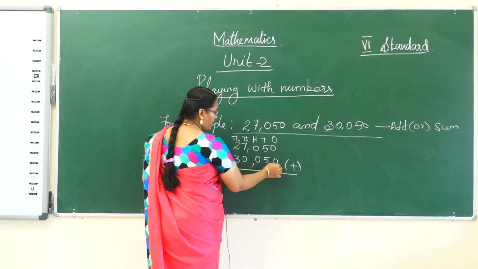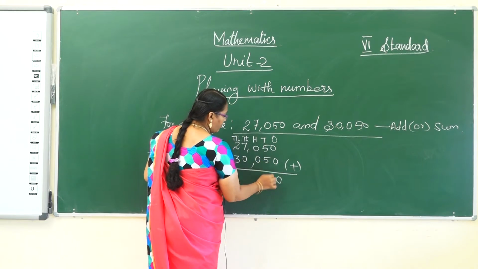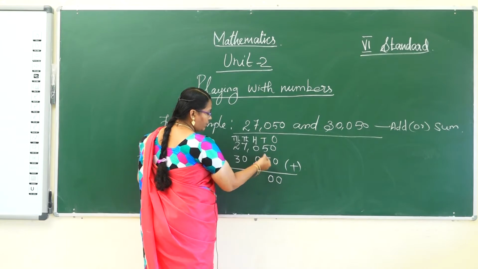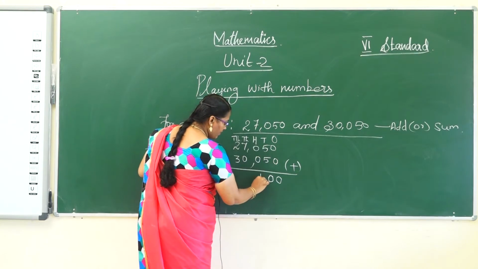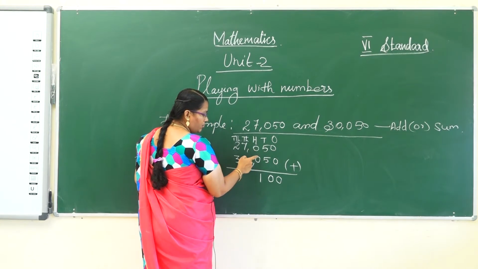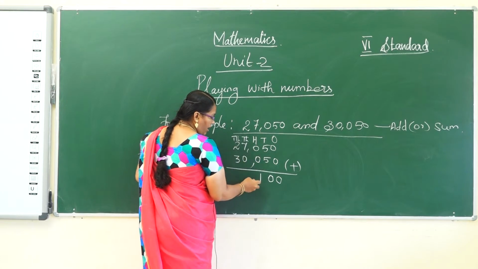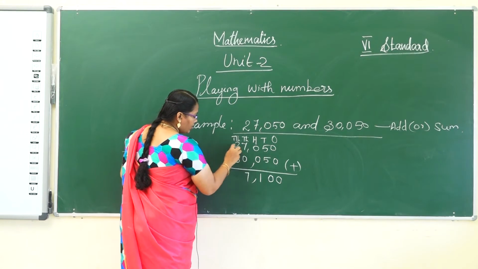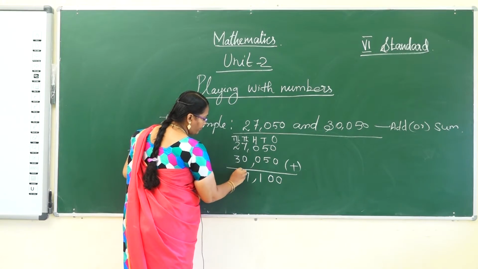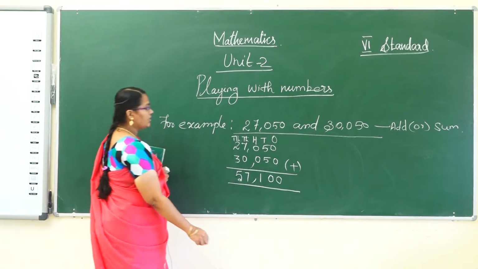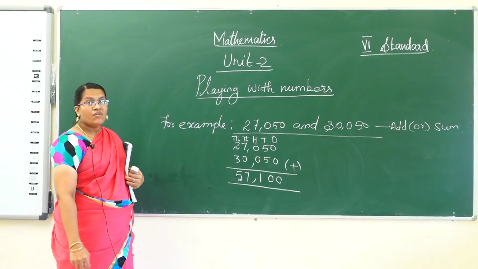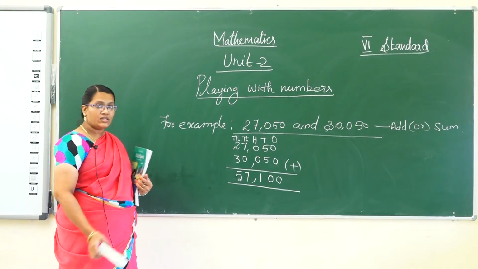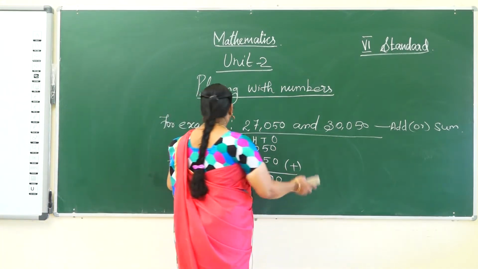Now we'll start to add the given numbers. 0 plus 0, 0. 5 plus 5, 10, so write 0 and carry the remaining 1 to the next place. Hundreds: 1 plus 0, 1. Thousands: 7 plus 0, 7. Ten thousands: 2 plus 3, 5. So the sum is 57,100.